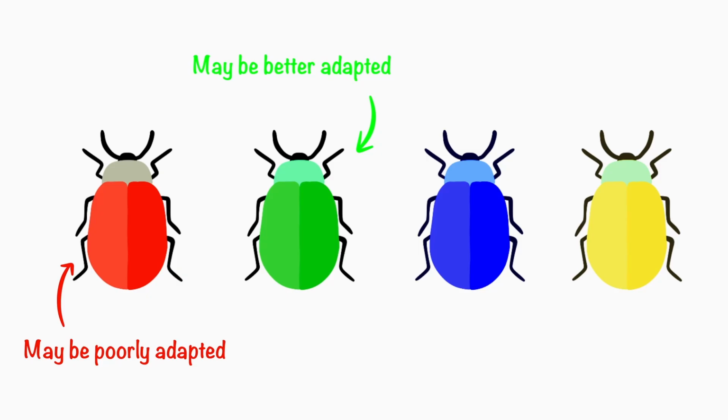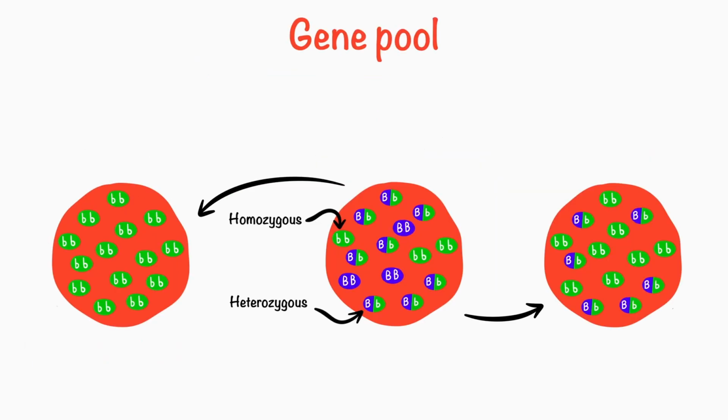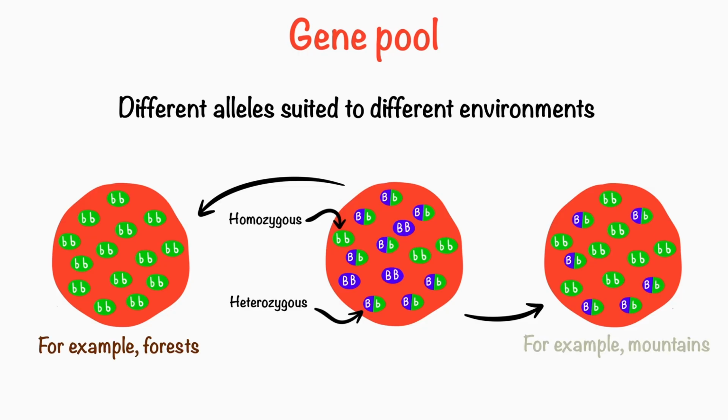In each environment, individuals with characteristics that make them better adapted to their surroundings have a better chance of survival and are more likely to breed successfully. So the alleles that control these beneficial characteristics are more likely to be passed on to the next generation. Over time, the gene pool of each population changes in different ways. Think of it like two separate breeding programs happening simultaneously, each selecting for different traits.